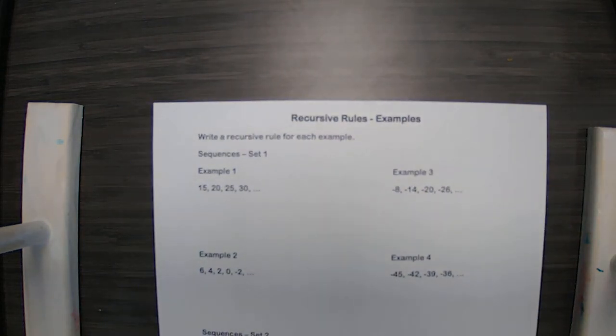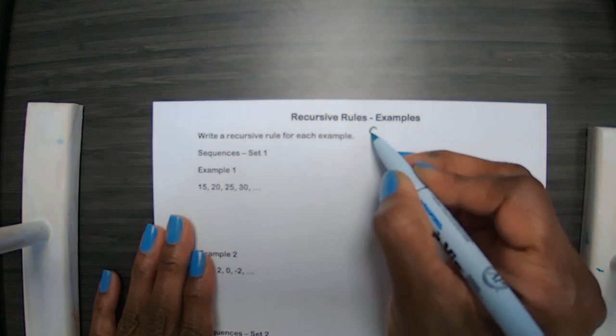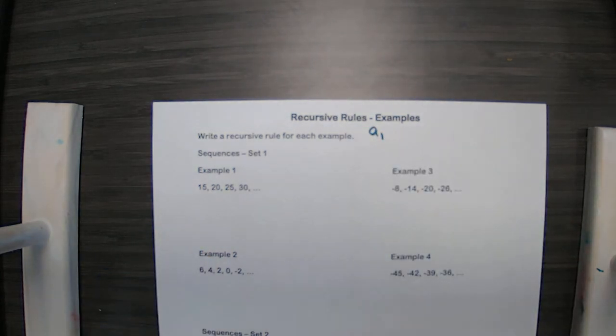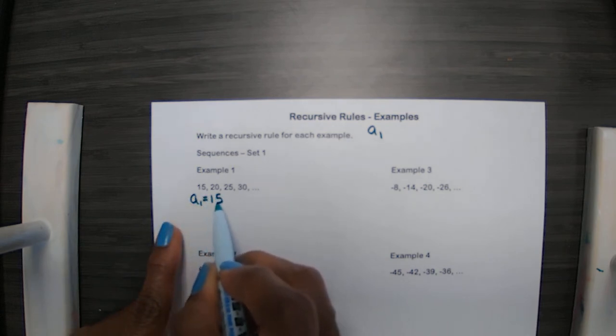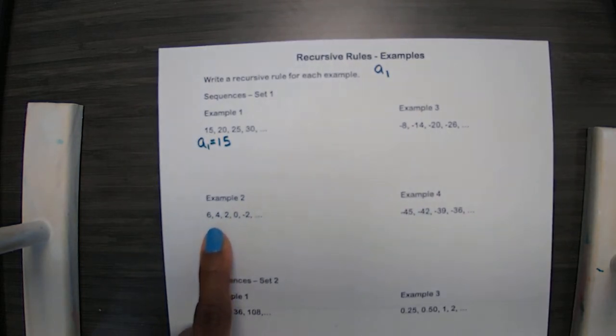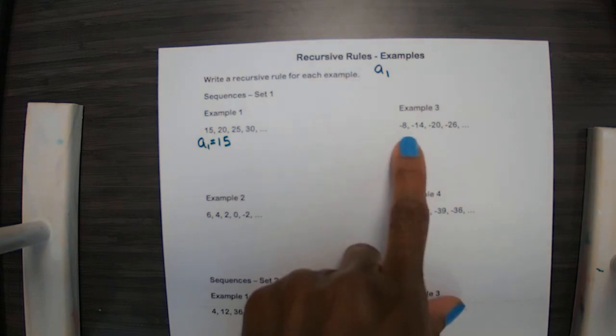Now, we're going to work through some examples, and we are going to use a formula. By now, hopefully you've seen the introductory video that I've sent. These are over the specific examples that I've uploaded for you. So the first thing you need is to write what the first term in the sequence is. We're going to start with a sub 1. For example number 1, a sub 1 would be 15. For number 2, a sub 1 would be 6. For number 3, a sub 1 would be negative 8. And for number 4, a sub 1 would be negative 45.